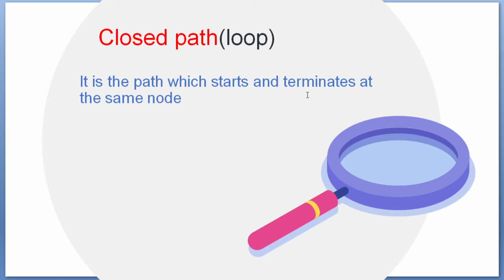This is the definition of closed path, means loop. It is the path which starts and terminates at the same node. What is node? It is an interconnection of two or more elements.